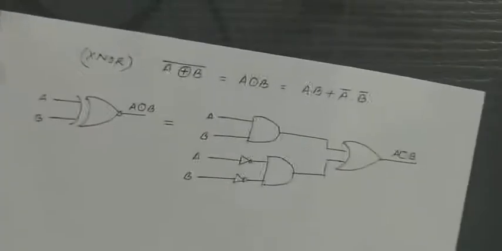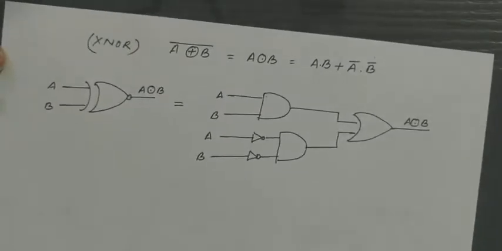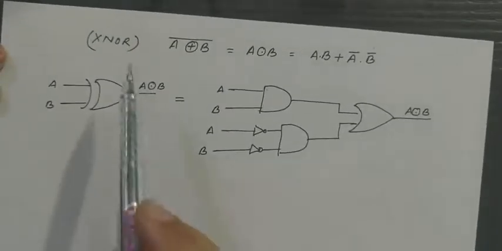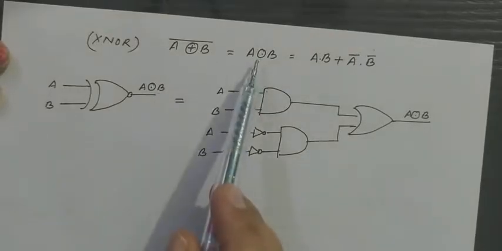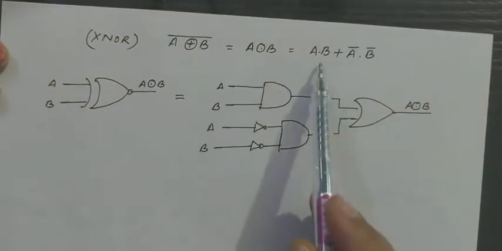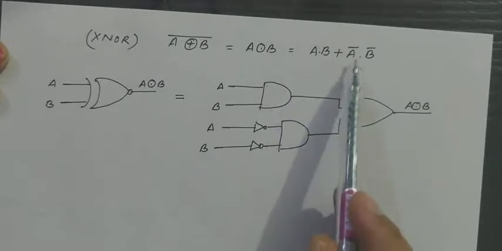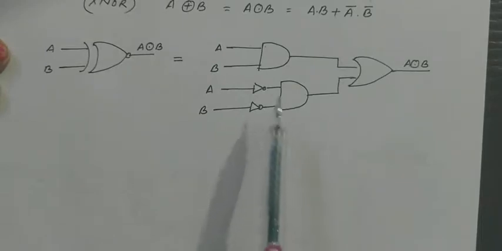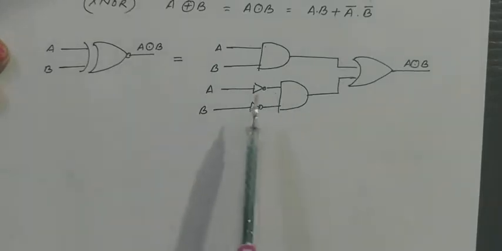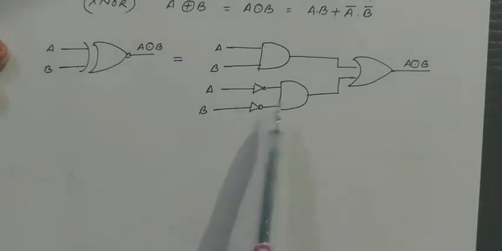Similarly for XNOR also we will do the same. XNOR is the NOT of XOR gate, or we can write it like this. Fine. So it has an equivalent expression, A dot B plus A not dot B not. This is the circuit diagram. We will replace these basic gates by the universal gates.